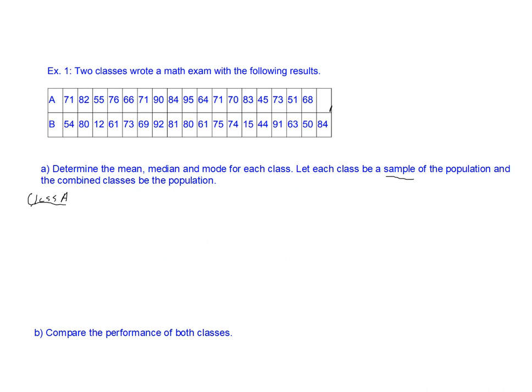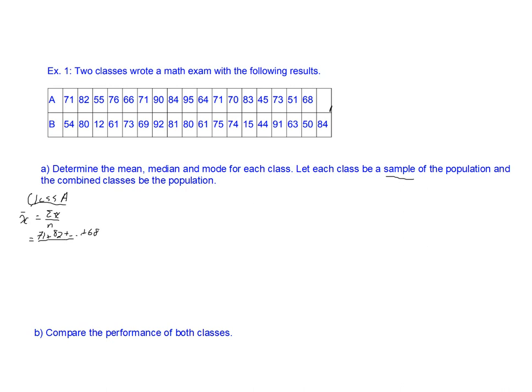So we want to find the mean. So this is a sample, so the mean can be represented by x bar. It's just the sum of the x's divided by the number of marks in the class in this case. So if we go through and add all of these up, I won't write all of them down, but I'll write enough for you to get the idea. So we take 71, add 82, and keep adding until we get to the end. Last one here is 68.